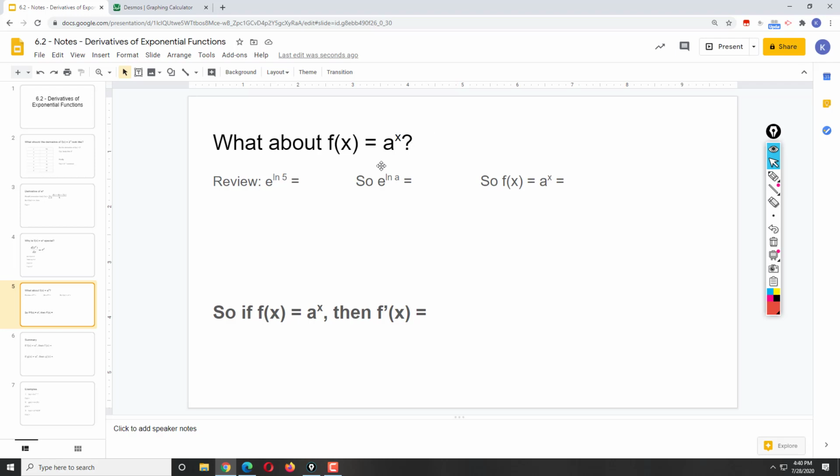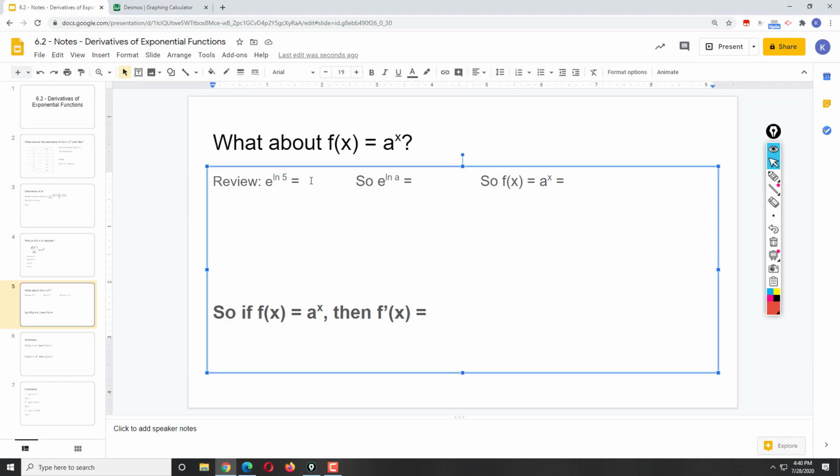To figure it out, I'm going to review something. Remember that e and ln are inverse. It's kind of like addition and subtraction. So e to the ln 5 is just 5 because they're inverse. So e to the ln a is just a. Well, if e to the ln a is just a, that means a is e to the ln a.